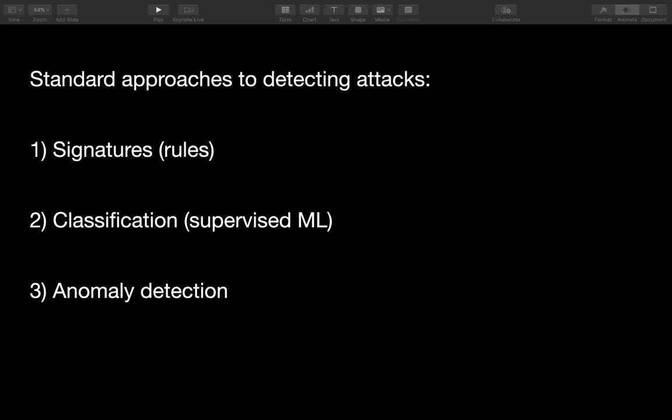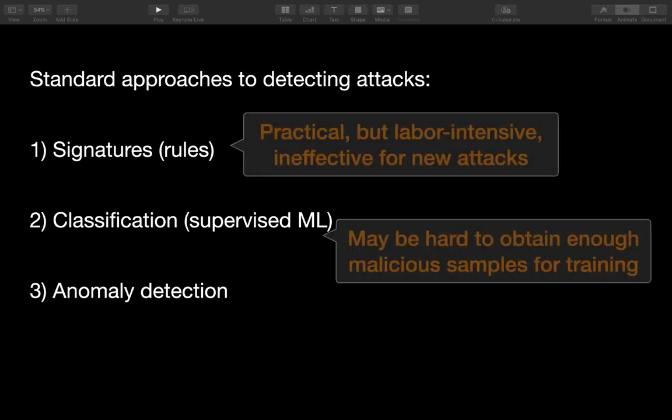Okay, so if we just look at the pluses and minuses of each of these approaches, well, signatures are a very natural approach that can be adopted fairly readily. From an engineering perspective, they've got a lot of attractive aspects. They can be labor intensive to craft the signatures. It requires expert analysts to write a signature for each type of malicious behavior that you're trying to detect. And they can be ineffective for new or novel attacks. They only detect known stuff. So that motivates us to look at classification and anomaly detection.